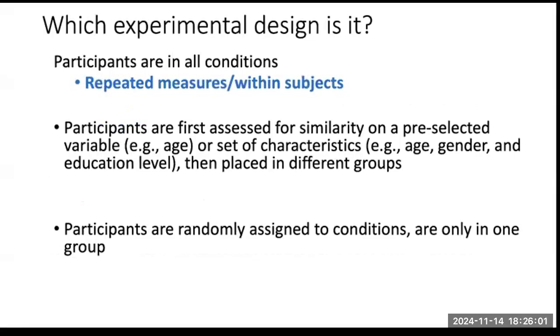So in repeated measures within groups, you're not doing random assignment because they are in all of the conditions, right? Participants are first assessed for similarity on a pre-selected variable or set of characteristics, and then they're placed in different groups. So what kind of experimental design is that one? Between groups? It is a special type though. So matched pairs, yeah.